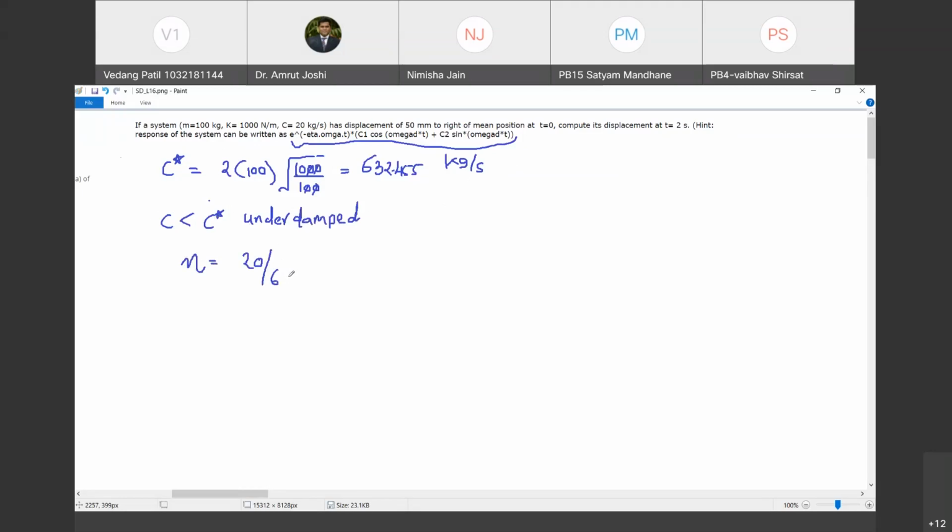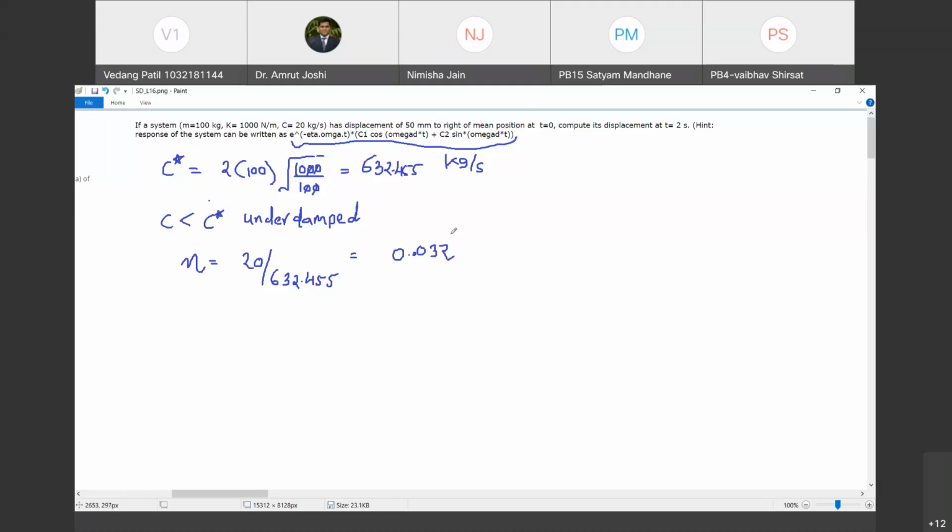So what is the value of eta? 20 upon 632.455. Can you tell me how much it is? Quickly. 0.032. What is the next digit? It is actually 0.031622, so you have rounded off. That's correct. We have to see three digits. So 0.032 is the value of eta. Are you with me? Yes, sir.